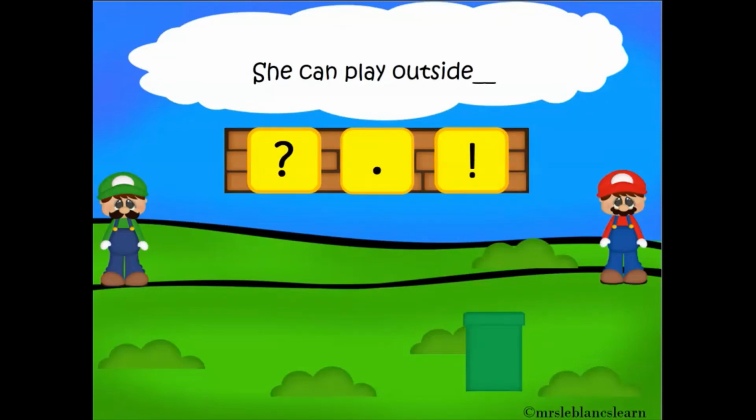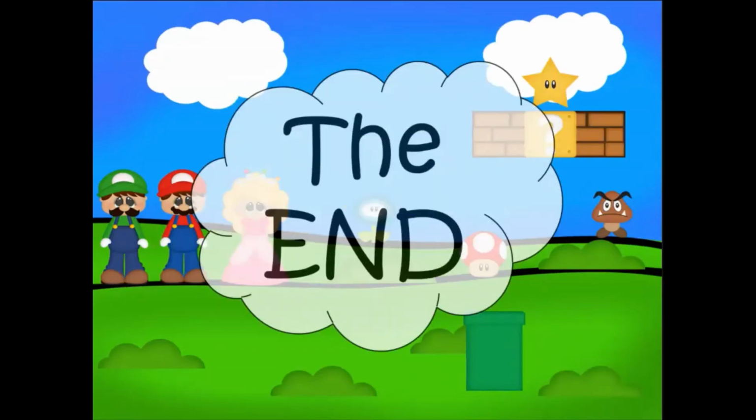Let's try this one. She can play outside. I'm telling you she can play outside, which means I would use a period. Try this one. He can play at recess. I'm telling you he can play at recess, and that means it's a period. We worked so hard with punctuation marks this week, learning about periods, question marks, and exclamation points. Great work, Kipsters.